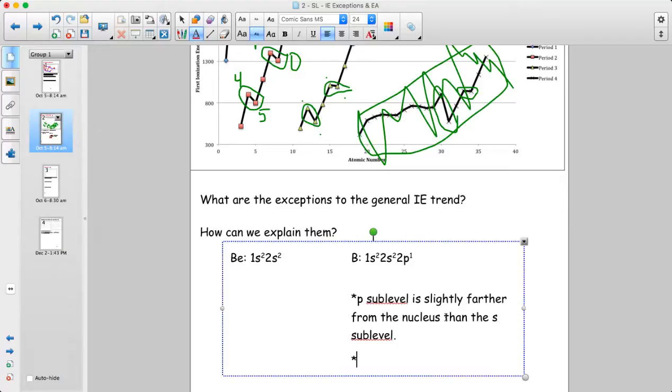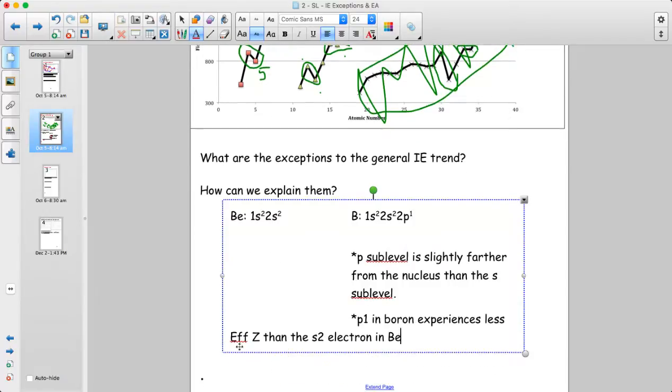So the valence p1 electron in boron experiences less effective nuclear attraction than the s2 electron in beryllium.